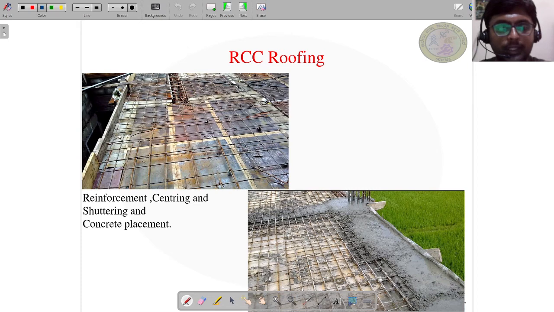So before doing the rate analysis of RCC slab, let us understand the components of the RCC roof slab. As you can see, the formwork or the centering and the shuttering work, which comprises of steel flat plates as well as wooden members, and also you can see the reinforcements, and also the placement of concrete once the reinforcement is done.